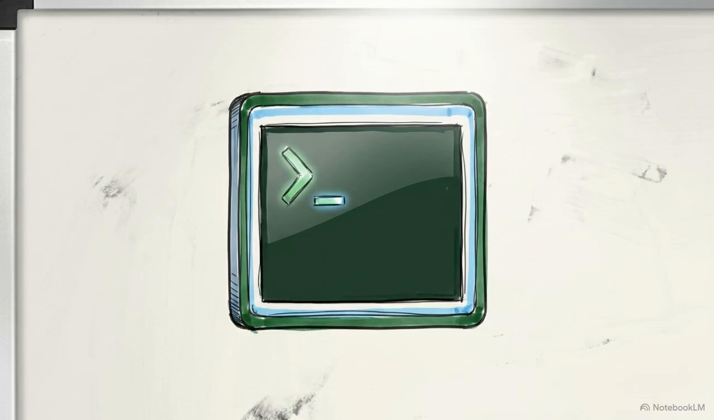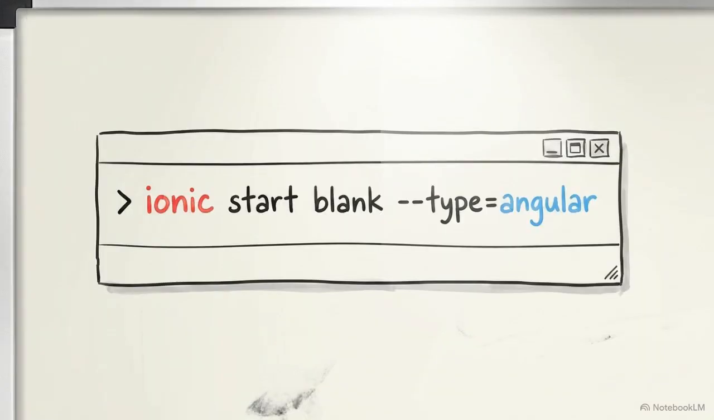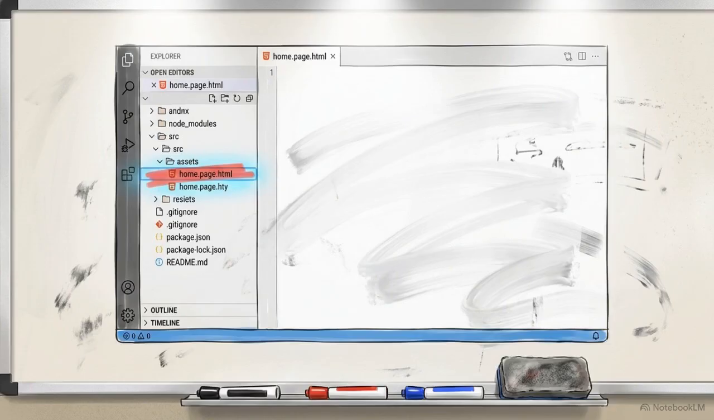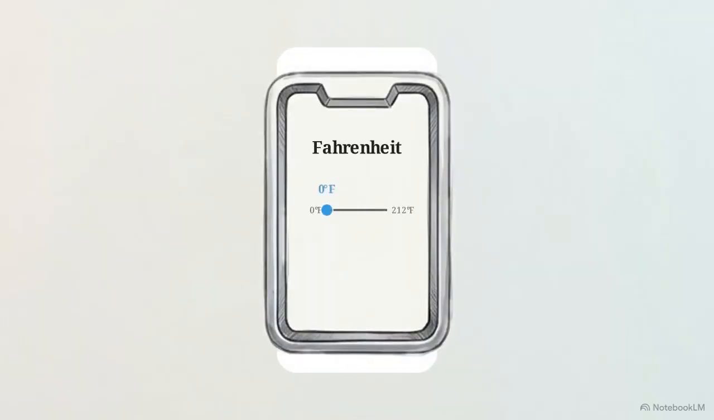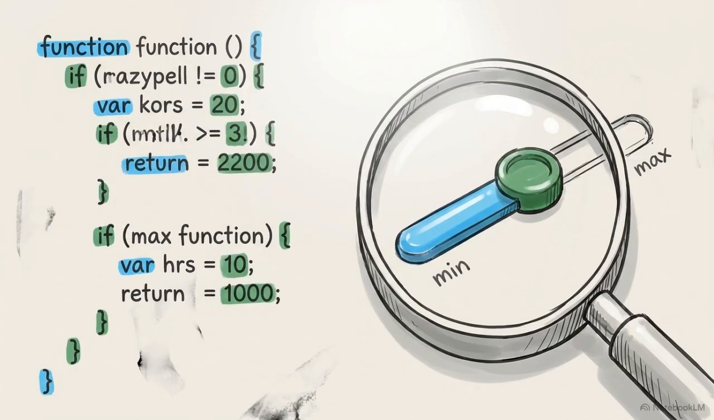Step 1 is generating the initial project. Open your terminal, initialize a blank Ionic project using the Angular template, and launch your local development server. Inside your code editor, locate the main HTML template and delete the default code. We are going to replace it with an Ionic range slider component to capture our user's Fahrenheit input. Next, we add the math.